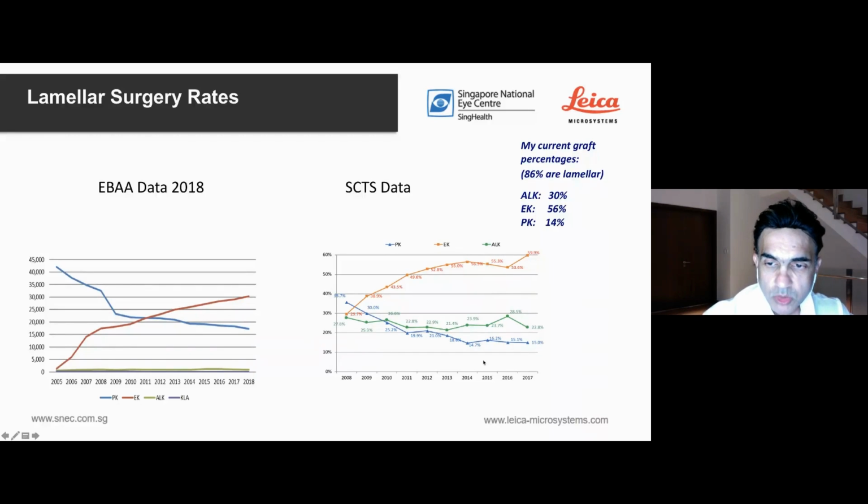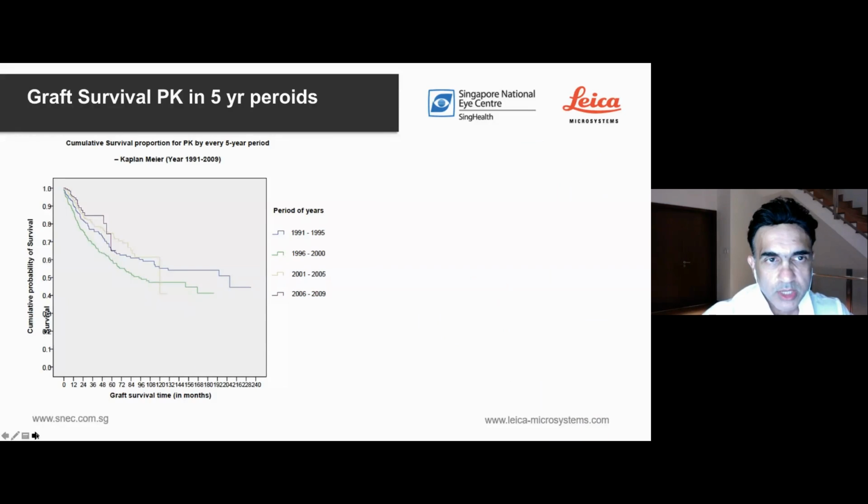Of course, we still have to do some PK cases, but EK and DALK have become the dominant procedures. And if you look at my own series, I roughly do about 86% lamellar, only about 14% penetrating keratoplasty. And these are the years that we call the inflection points, where the procedures became the dominant procedure. And you can see that after those points, those procedures have gone on to dominate the way we perform surgery itself. So why do we need to even change?